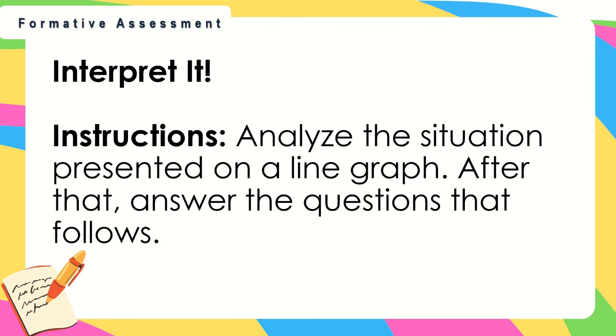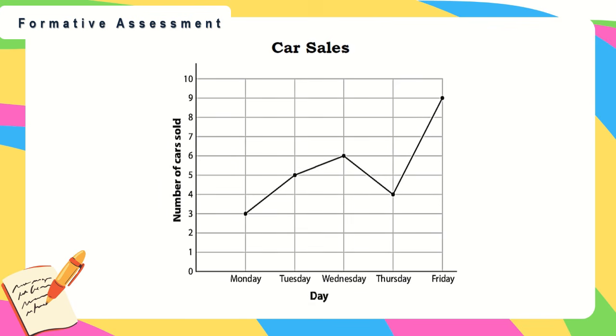For your formative assessment, interpret it. Instructions: analyze the situation presented on a line graph. After that, answer the questions that follow. Here is the line graph titled Car Sales. For the horizontal, we have the days Monday, Tuesday, Wednesday, Thursday, and Friday. And for the vertical lines, we have the number of cars sold.